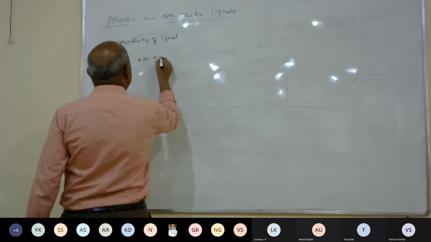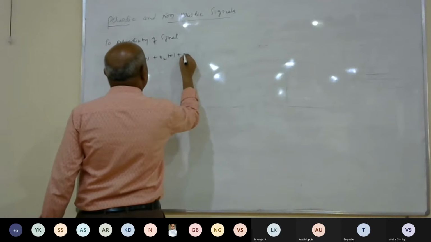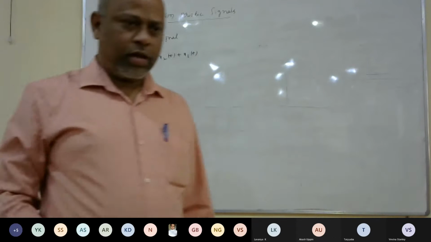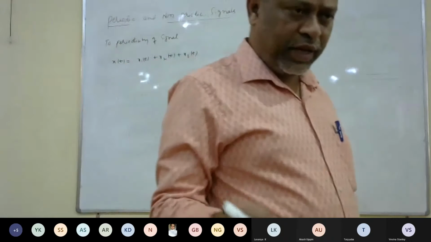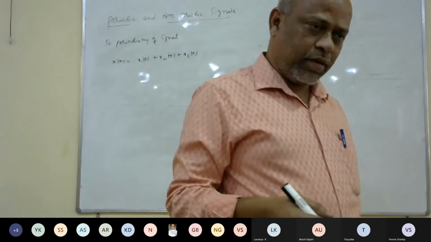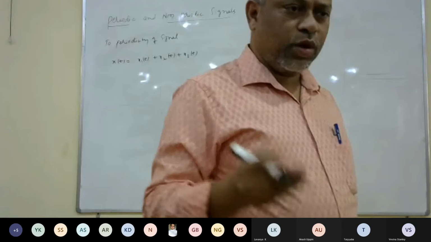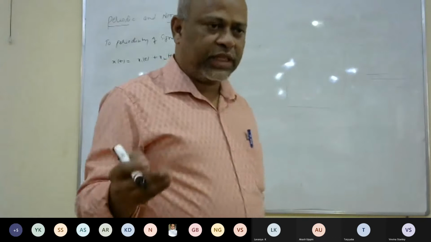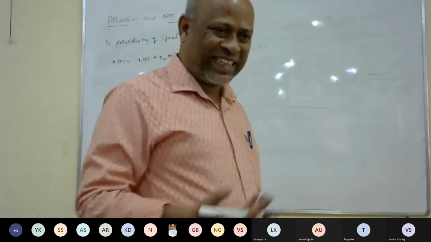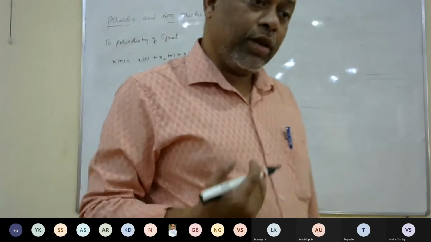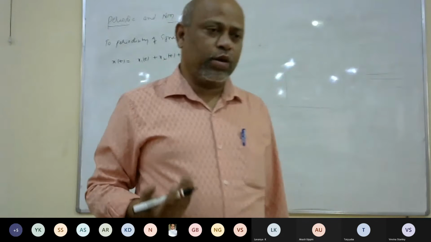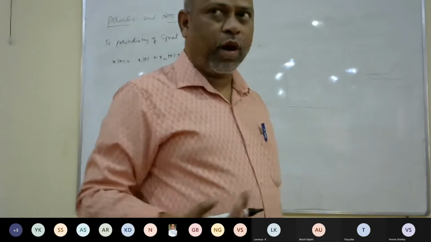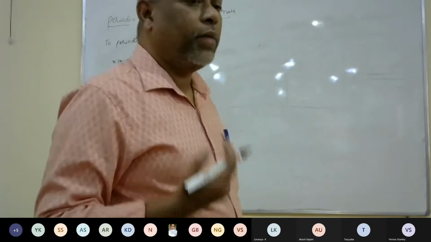The examples are the same: x1 of t plus x2 of t plus x3 of t. Assume that I have three signals. X of t is a combination of three signals, x1, x2, and x3. In such a case, I should check whether the given x of t is periodic or non-periodic. If it is periodic, we should find its fundamental period.